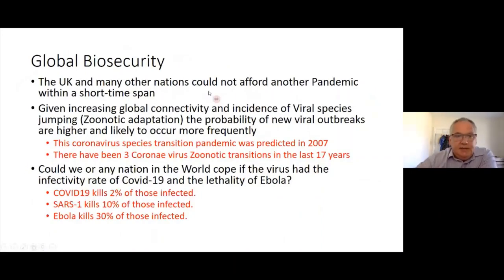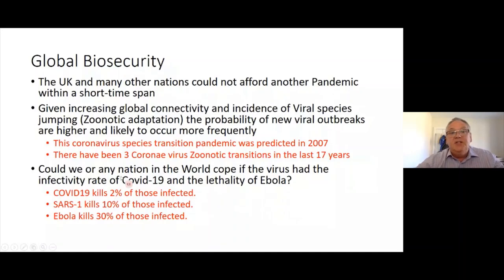Now, I don't think anyone, even the UK or the USA, could afford another pandemic within a short time span. The effect this pandemic is going to have on developing nations in terms of their economies is going to be huge. And whether they're going to recover or not, or how they recover, is really going to be down to testing, tracing, and shutting down infection. Given increasing global connectivity, I'm afraid we're seeing more and more zoonotic adaptations, and the probability of getting a new viral outbreak is getting more and more likely. We have seen 3 coronavirus zoonotic transitions in the last 17 years. And certainly we were warned about the current pandemic back in 2007.